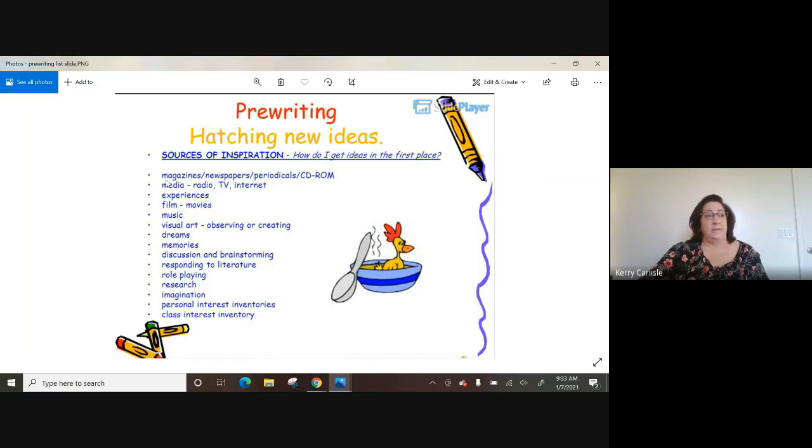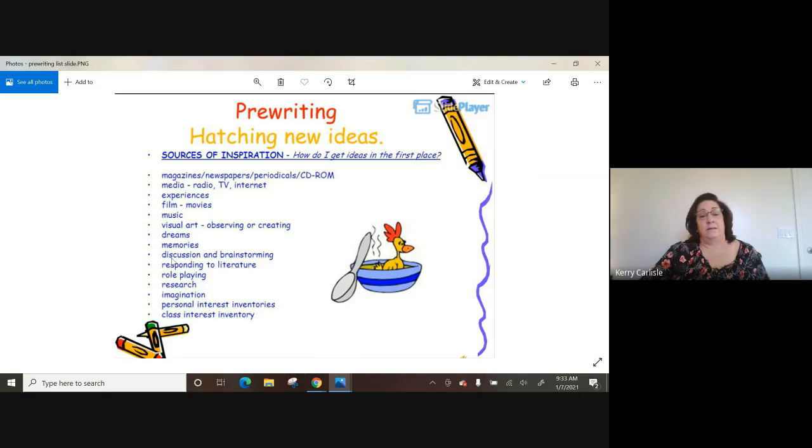And people use all kinds of things like magazines, newspapers, the media like TV, radio, things you hear, experiences that you had, right, might influence your ability to write something. And films and movies, music even inspires people. Visual art, seeing something, even your dreams and memories, those things can be the things that inspire you to write, especially when you're writing things that are based on your own experience.